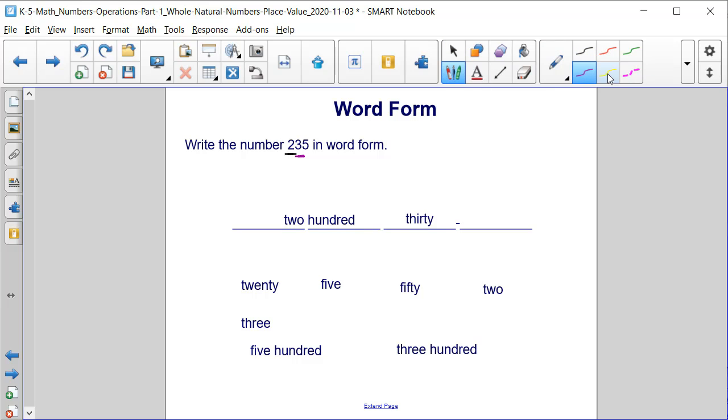And then the last number that we have is 5, and 5 is in the ones place, or ones column, and it represents the number 5. So when written out in words, the number is 235.